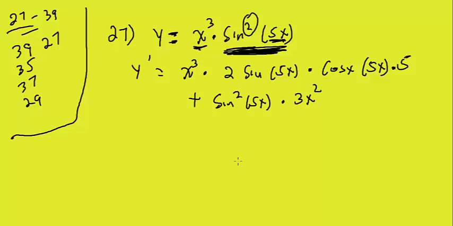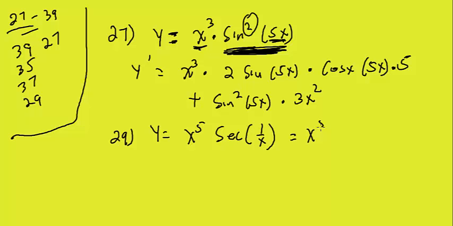All right, 29. Y is equal to x to the 5th times secant of 1 over x. If I see 1 over x, you know I'm going to have to take the derivative of that. But if I do that, I'll have to use a quotient rule. And if I can avoid a quotient rule, it'll make my life really easy. And in this situation, I can, if I rewrite this as secant of x to the negative 1. Then I don't have to worry about the quotient rule when I get inside.